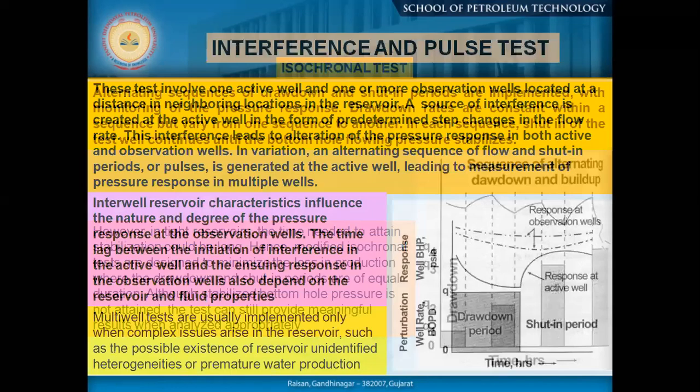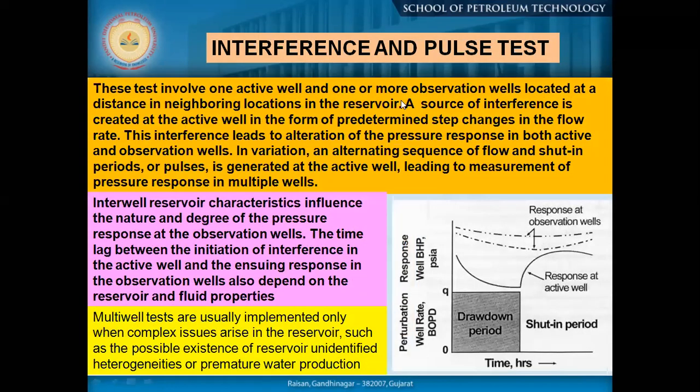Okay, so the interference test or pulse test. The test may be multi-well or it may be a single well. Generally, interference tests and pulse tests are multi-well tests. These tests involve one active well and one or more observation wells located at a distance in neighboring locations in the reservoir. So to understand whether some sort of communication is there or not, we generally follow this test.